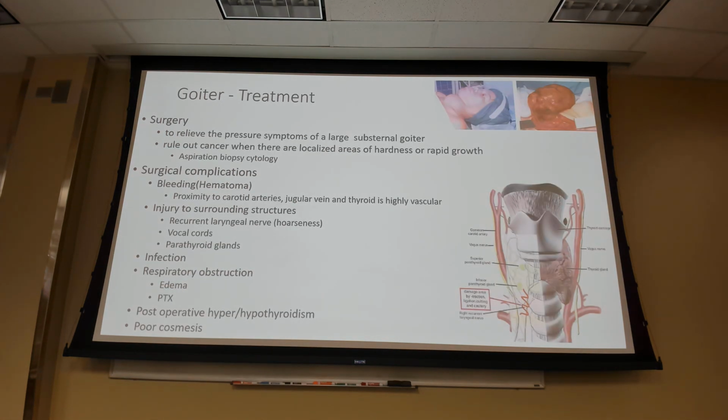So what do we do for these? Obviously, for any of the compressive symptoms, we do surgery to relieve those symptoms. We want to rule out cancer, like we talked about earlier. Typically, multinodular goiter is usually benign, but because of these compressive symptoms, we need to be concerned about all of the structures in the area. So we will remove them.